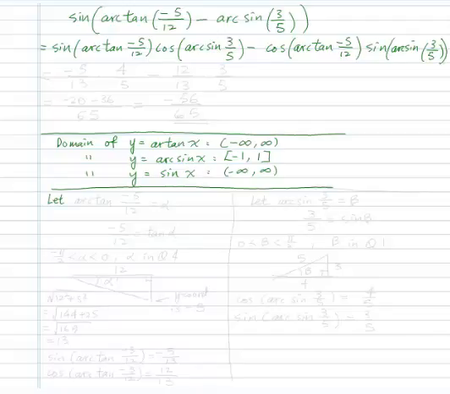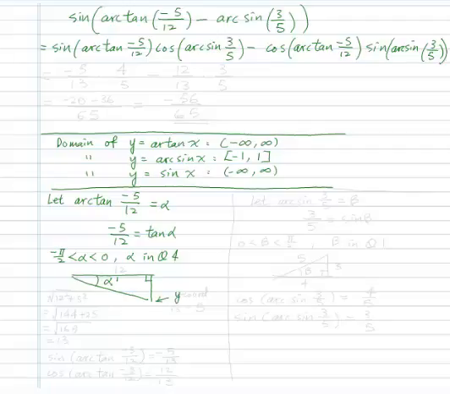We let arctangent of -5/12 equal alpha. Then -5/12 is tangent of alpha. Alpha must be between -π/2 and 0, and alpha is in the fourth quadrant. We draw a right triangle to represent this. We use the reference angle alpha prime.